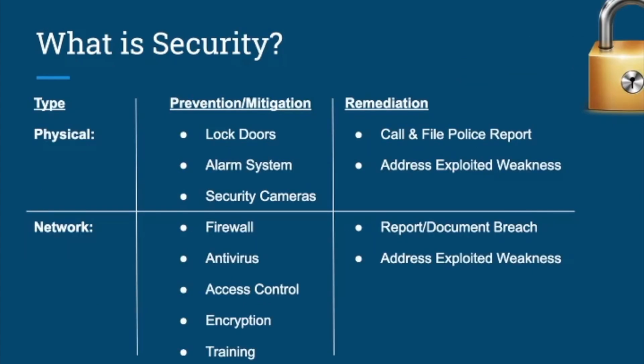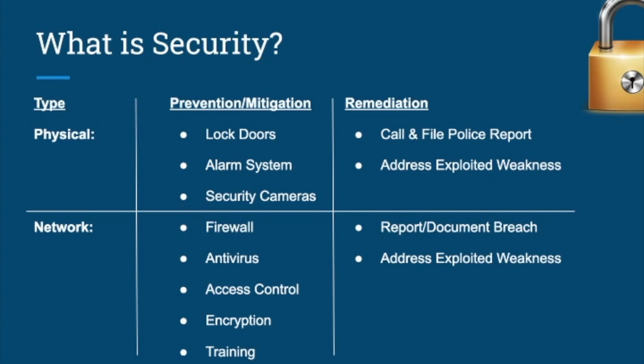To better understand the concept of network security, I like to use the analogy of physical security, which most of us are already familiar with. There are two categories of events. We want to prevent or mitigate risk, and then we also want to perform remediation in the case that a breach occurs. So in the physical realm, we would lock our doors. Maybe we'd have an alarm system or have security cameras. And then if we did get broken into anyway, we would call and file a police report, and we would address whatever exploit the violators used to get access.